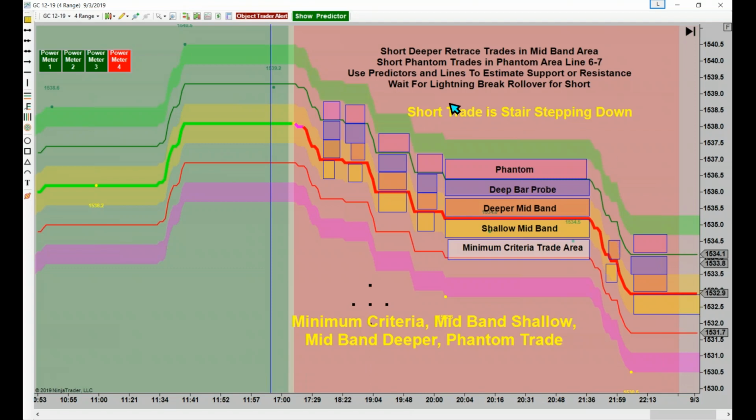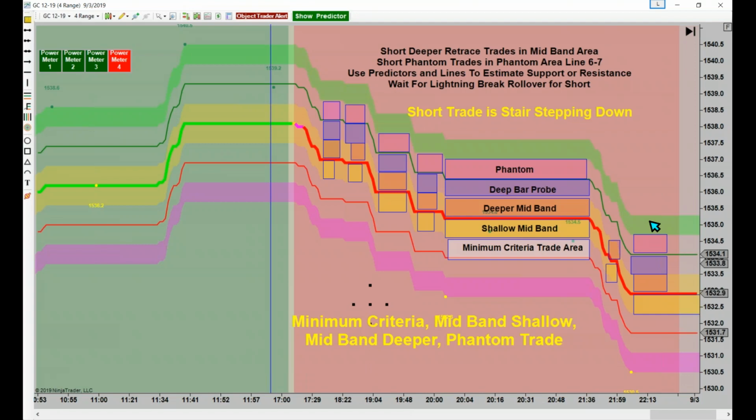Okay, so for this one, short deeper retrace trades are in the mid-band area, and short phantom trades in the phantom area are lines 6 to 7. I think everybody knows that, if you've been to our webinars. Keep in mind that when you draw these and it's stair-stepping down, you're going to get them in different places as you go down. What I did here is I just drew them as big as the boxes would go. There are other trades in here where you could draw little boxes to see if it would have come back to it.